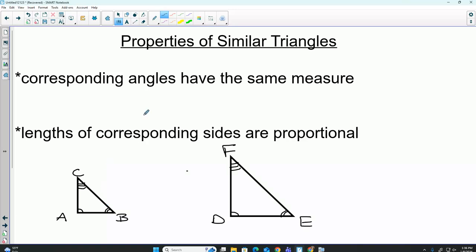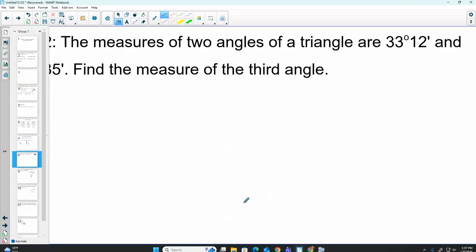So the sides are usually denoted with a lowercase letter. So this is angle A, so side A would be across from it. Angle B, so this would be side B. Side C, and this would be D, E, and F. So it means if I did A over C, I get the same thing as if I divided the corresponding sides over here. So A over C is equal to D over F. Or you could set up a lot of different proportions, but corresponding sides are proportional. All right, any questions about that stuff? So now we're just going to do some examples, and then we'll work on our practice.